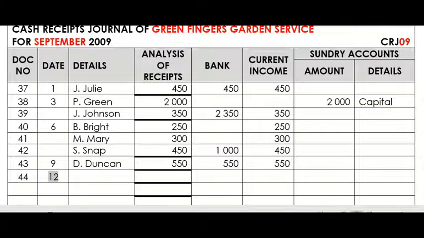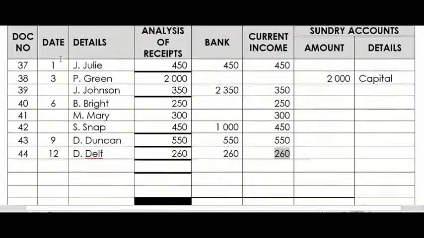In your CRJ, it will look like this. Receipt number 44 on the 12th. D. Delph, he's only paying us 260 Rand at the moment. It's the only transaction for the day. So you can draw that thick line and cash up your till, put it in bank, and it was for a service, so it goes to current income.